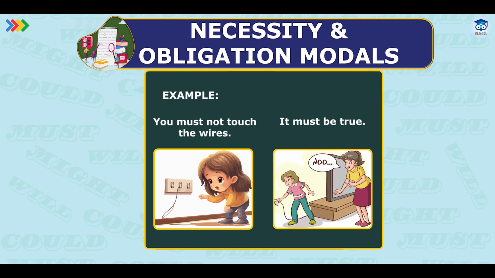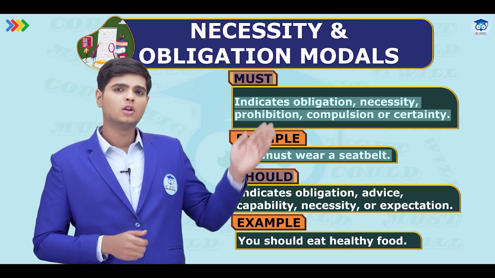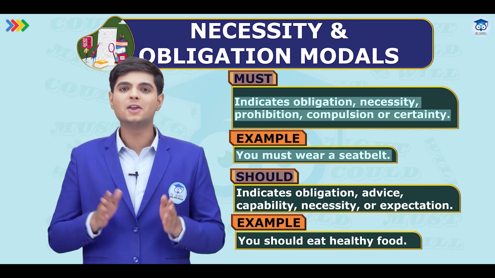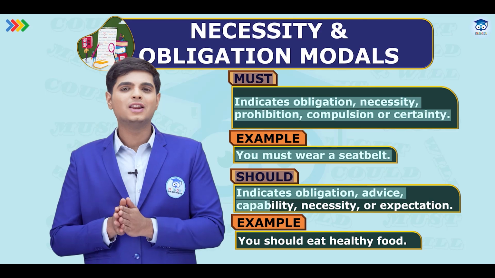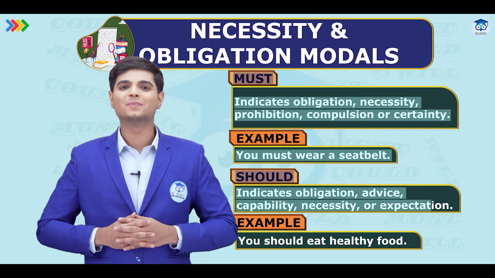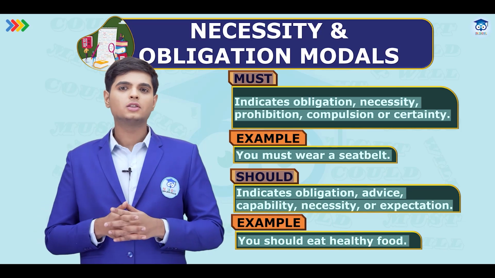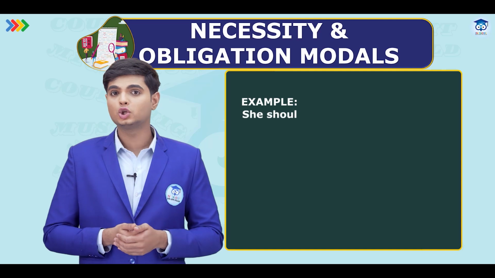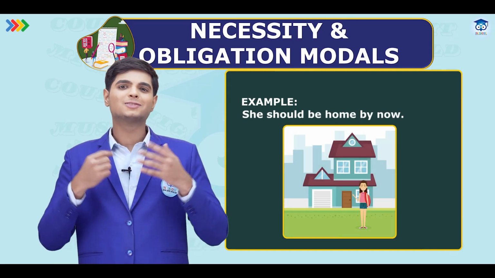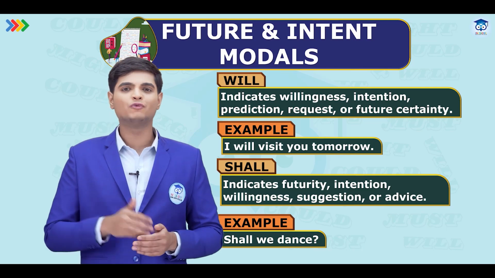And it must be true. Here must expresses certainty. Then we have should, which is slightly softer than must. It indicates obligation, advice, capability, necessity or expectation. Take this example. You should eat healthy food. It's a suggestion or advice. You can also say she should be home by now. That's an expectation.